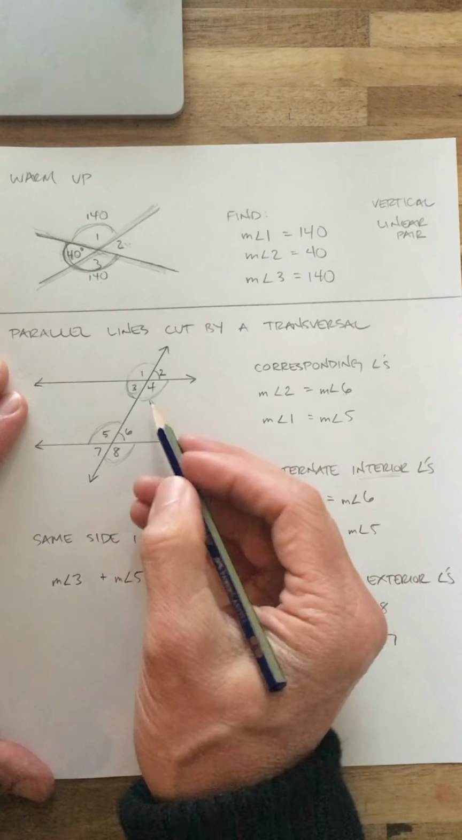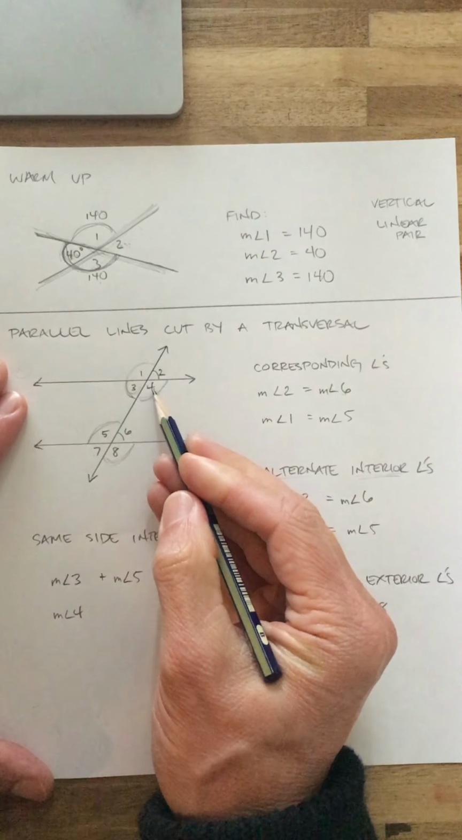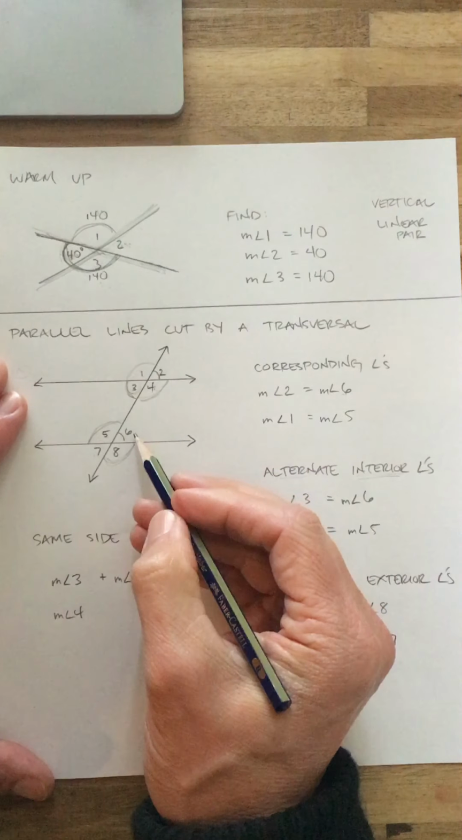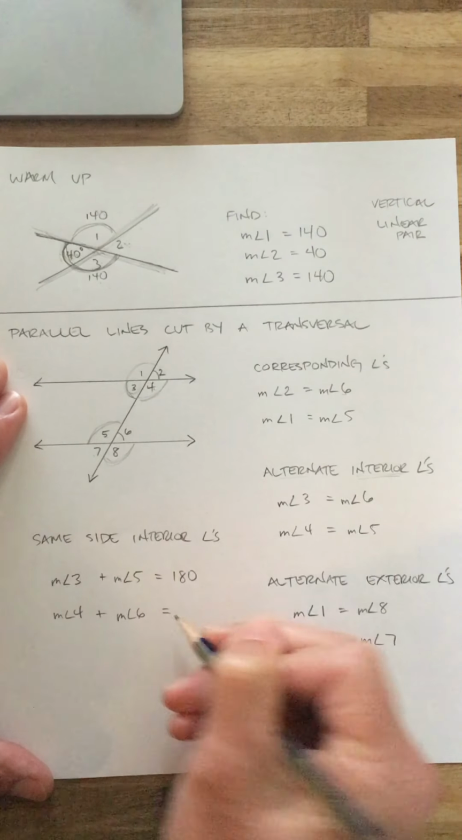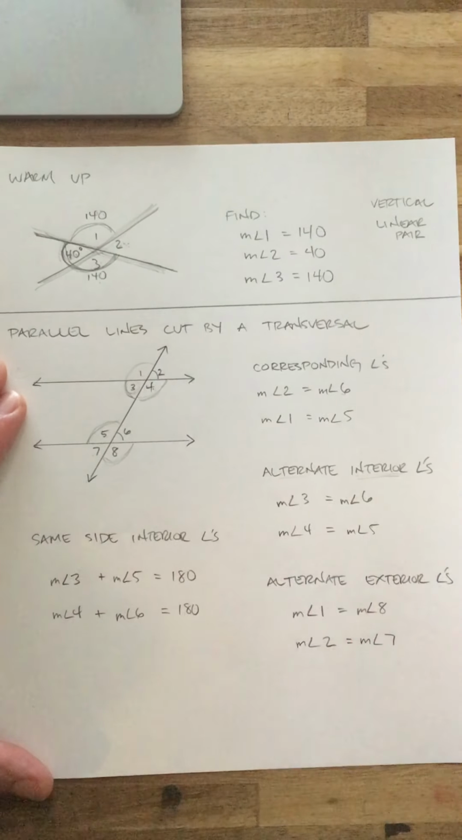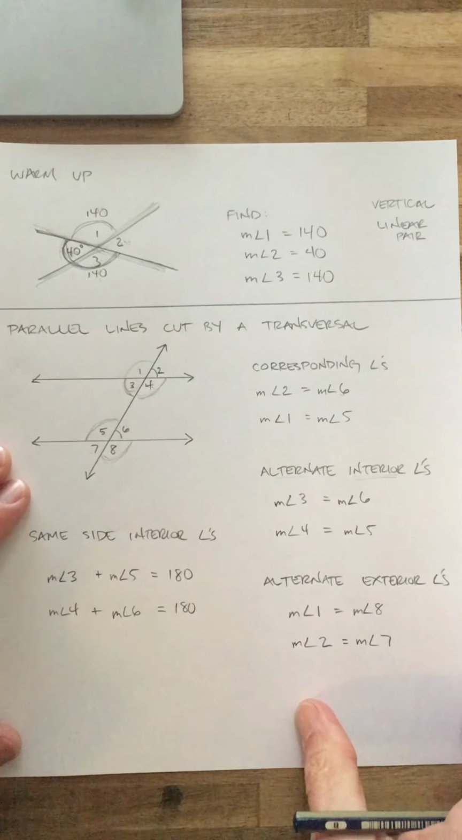Okay? Tell me 2 more same side interior angles. Okay? Well, the other interior angle is 4, so the measure of angle 4 matches up with, remember, same side interior, so it's going to be 6. So the measure of angle 6, if you add those 2 together, guess what you get? 180. Okay, so you're going to have to remember these terms. Okay? All right, let's do a couple practice problems.